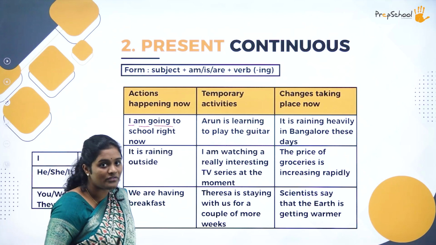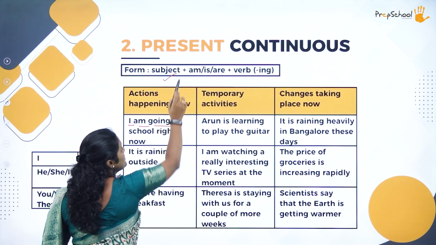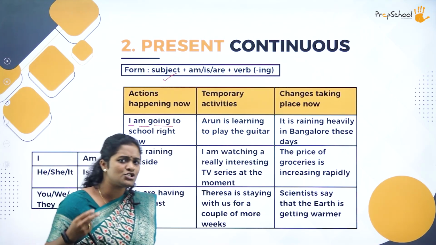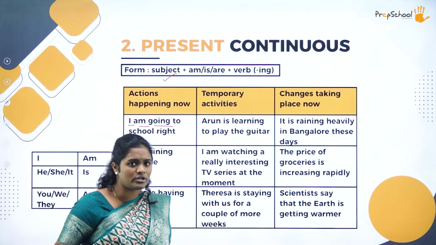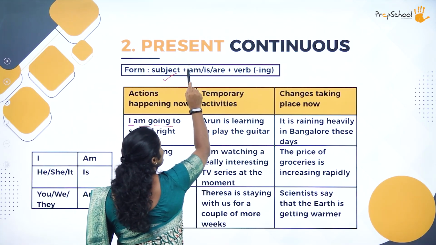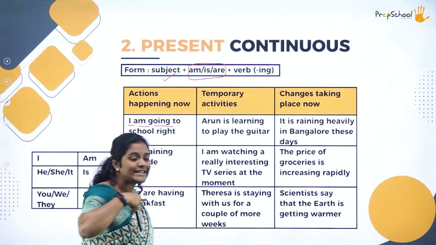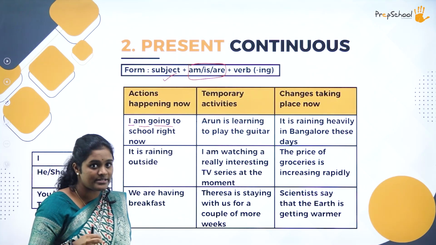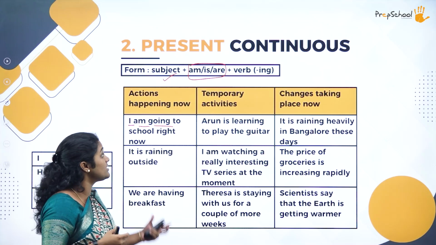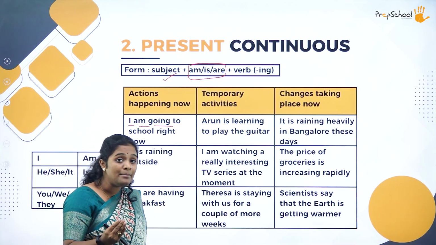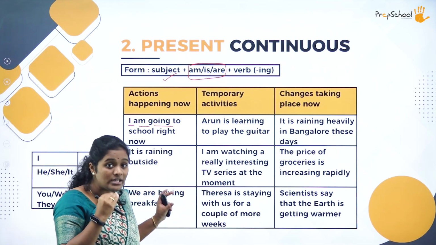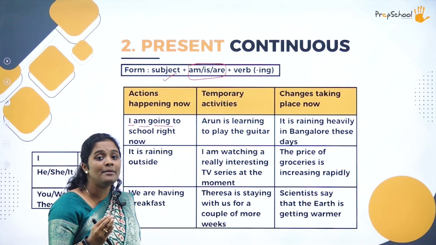What is the form of it? The form of it is subject: I, you, we, they, he, she, it. By now you're accustomed to it. Totally, you're a pro now. Then the auxiliary verb comes into context in the case of the present continuous tense. What are the auxiliary verbs? They are am, is, are. Am, is, or are.